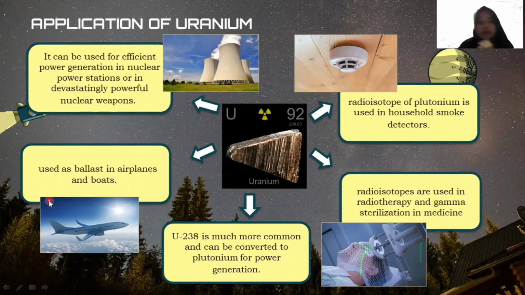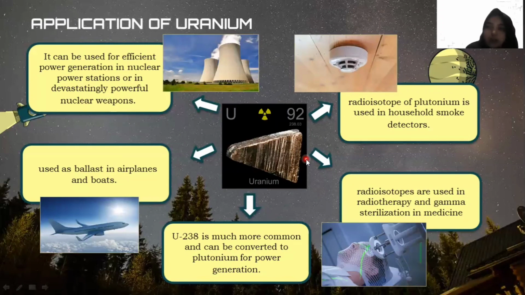Besides that, uranium 235 is very rare, but uranium 238 is much more common and can be converted to plutonium for power generation. Next, a radioisotope of plutonium is used in household smoke detectors; I put the pictures in the slide. Other radioisotopes are used in radiotherapy and gamma sterilization in medicine. 1 in 2 individuals in the Western world will benefit from nuclear medicine in their lifetime.